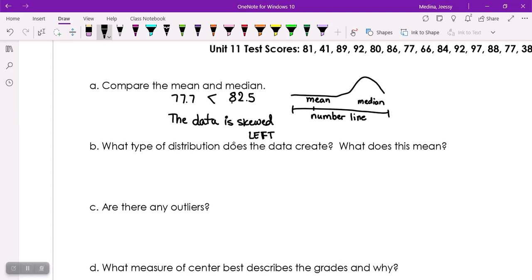Oh, and wow, what type of distribution? Sorry, skewed left. So what does that mean when you're skewed left? What does that mean about the data? What causes that tail? All right, so you have outliers on the left, correct?